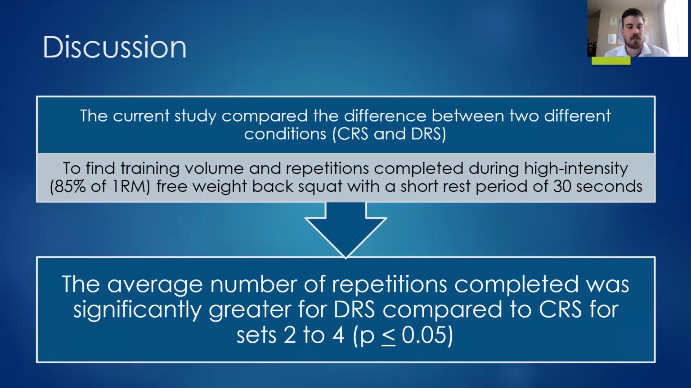So in discussion, the current study compared the difference between 2 different conditions, constant resistance sets and descending resistance sets, to find training volume and repetitions completed during high intensity 85% 1RM free weight back squat with a short rest period of 30 seconds. And we found the average number of repetitions completed was significantly greater for the descending resistance sets compared to the constant resistance sets for sets 2 through 4.